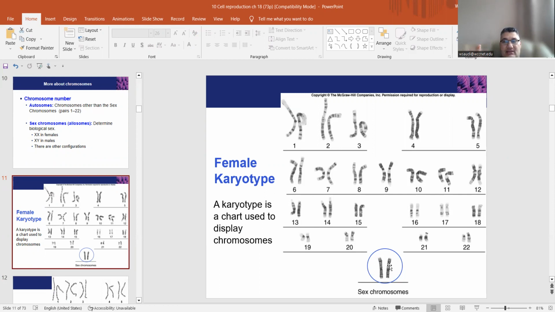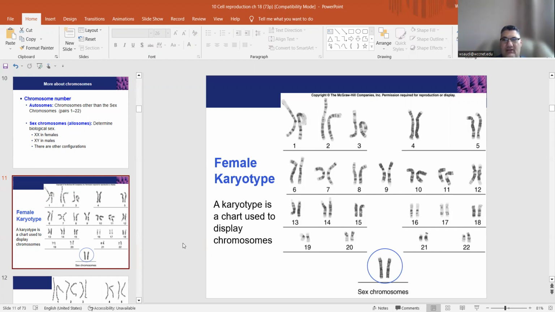So if I get a skin cell from me and look under the microscope, I will see 23, but number 23 is XY. If you are a female, do the same thing, and you will see XX. And I'm talking about normal now, because there are some abnormalities. We will just briefly talk about it, but I want you to focus more on what's normal.